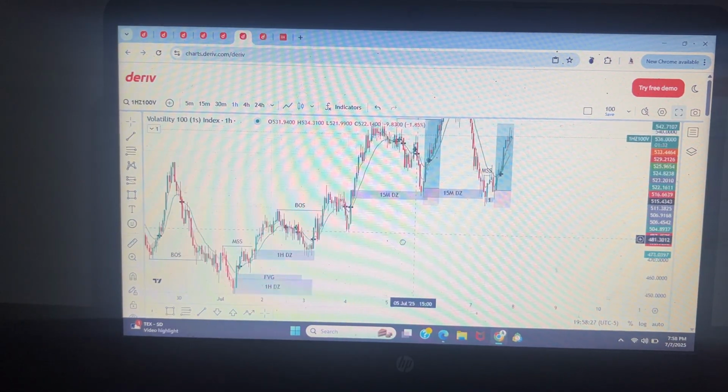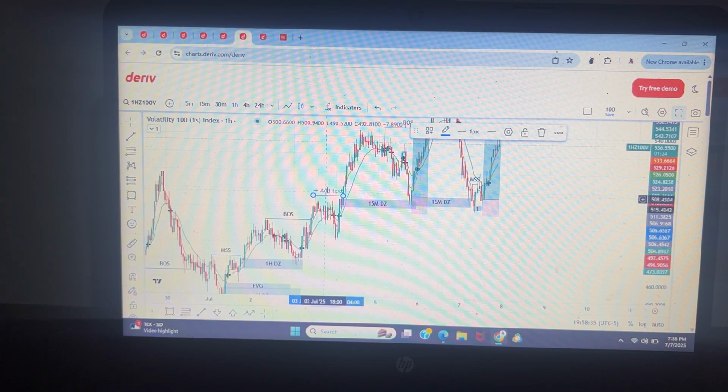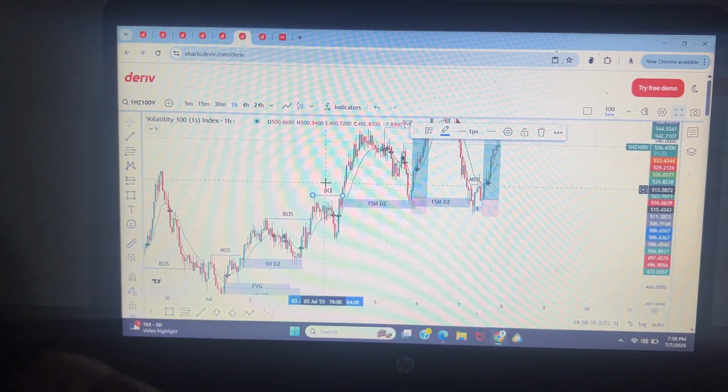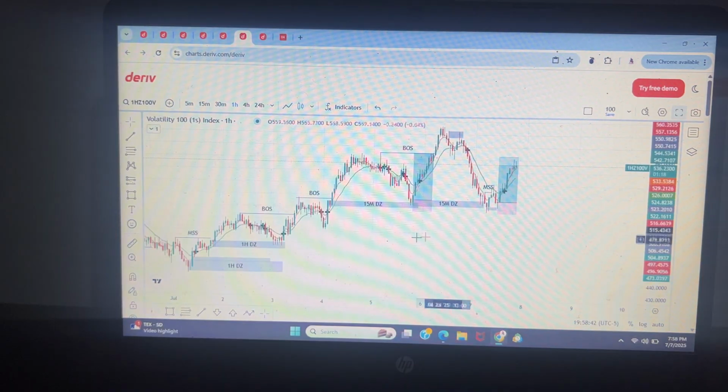Break of structure right there again. Alright, and then boom, break of structure right there again. Price broke structure right there again. And when price breaks structure, normally we can take out the fib tool.